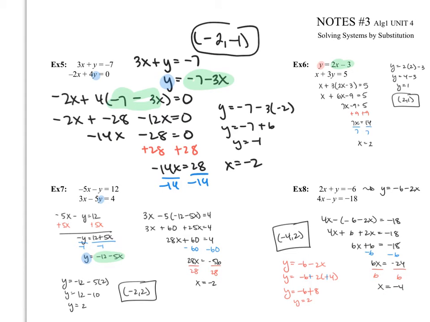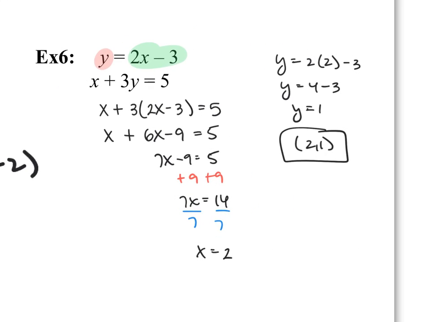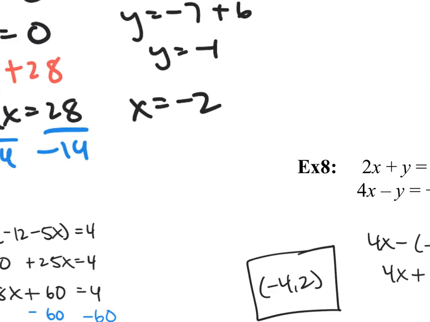On example 6, I knew that y was already isolated, and so this said everywhere I see a y, which I see one right here, I can replace that with 2x minus 3. So I replaced y in the second equation with 2x minus 3 and distributed 3 to get x plus 6x minus 9 equals 5. x plus 6x is 7x minus 9 equals 5. Then I added 9 and divided by 7 to get x equals 2. Then I had y equals, where y was isolated, 2 times x, but now I know that x is 2. 2 times 2 is 4, and 4 minus 3 is 1, and so that meant my y value is 1 for a solution of 2, 1.